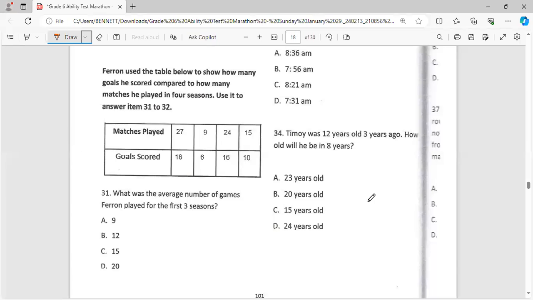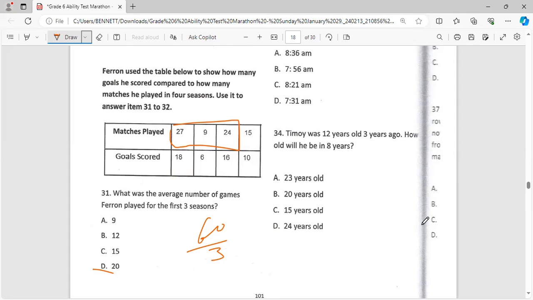Are the 3 seasons here? 60 divided by 3 is 20. When you add these 3 numbers, what do you get? Sir, 60. I added it up and I got 60. Same. Yeah, so it's definitely D. One more, guys. I know because it said 31 and 32, so we could just answer 32. All right. 20. Yes, sir. So 20 is correct.